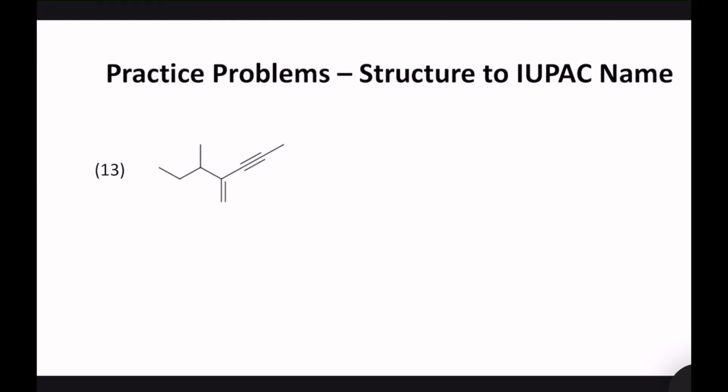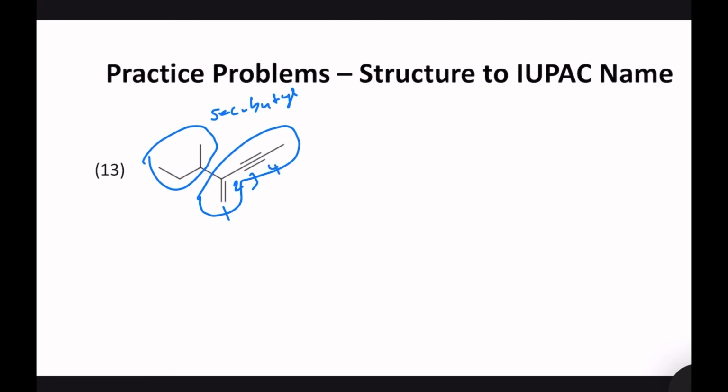Alright, let us look at example number 13. Here we need to choose this as our parent chain. We have a complex substituent at position 2. This is a secondary butyl group. Numbering from left to right will be correct in this case 1, 2, 3, 4, 5. Double bond is at 1 position, triple bond is at 3 position and the substituent is at 2 position.